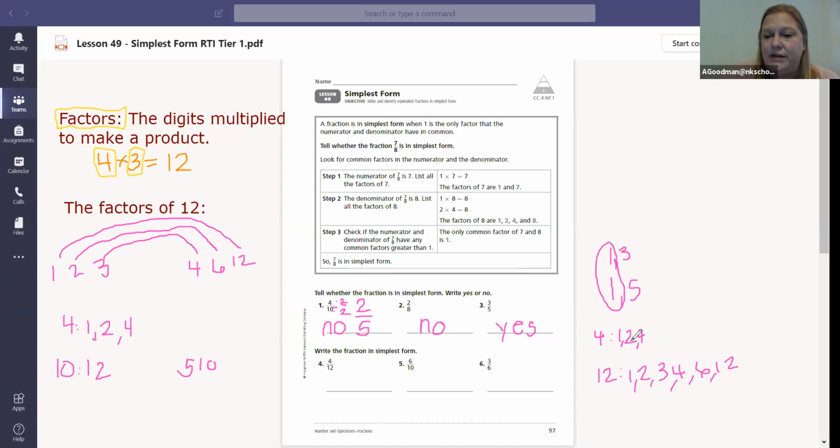So they both have a 1. Yes, they both have a 2. And ooh, they both have a 4. So this is called, it doesn't say this on your paper, but there's an actual term for this. It's called the GCF, the greatest common, what do you think that F's for? Factor.